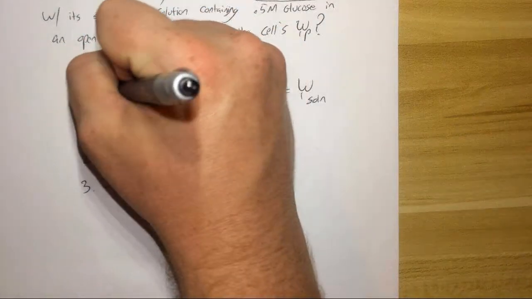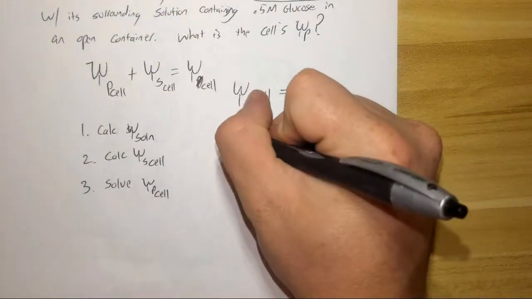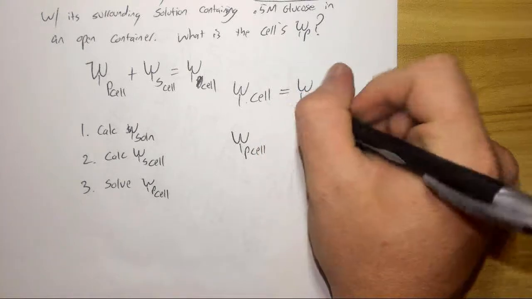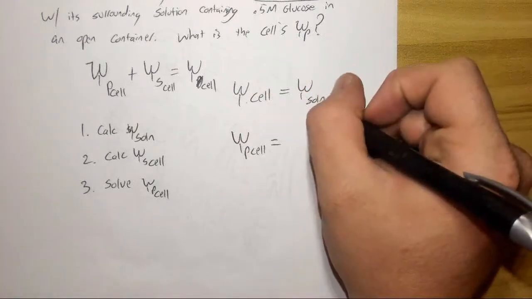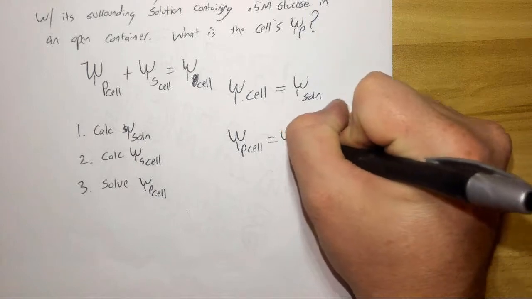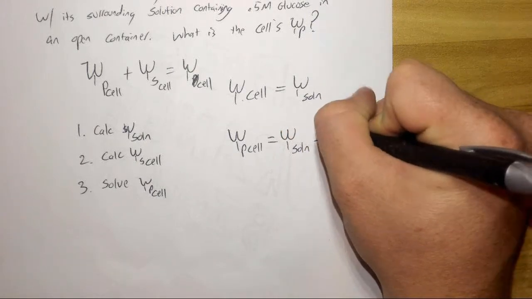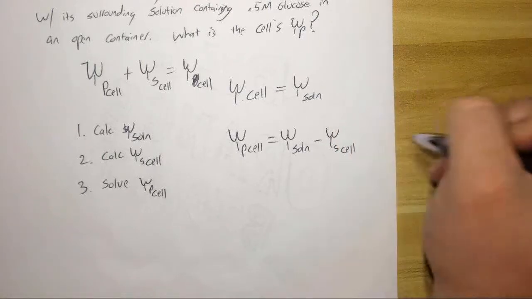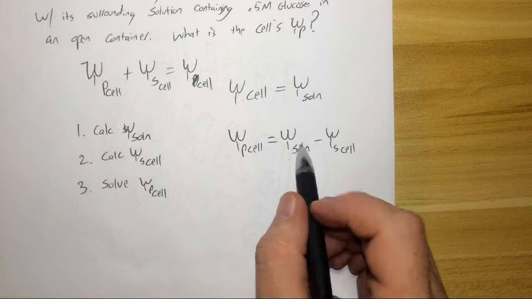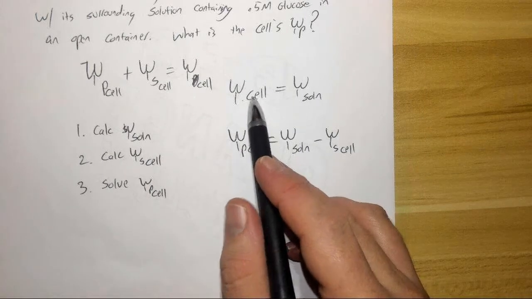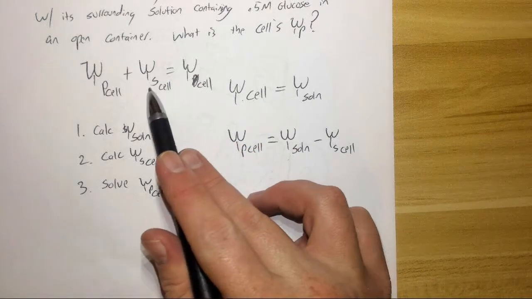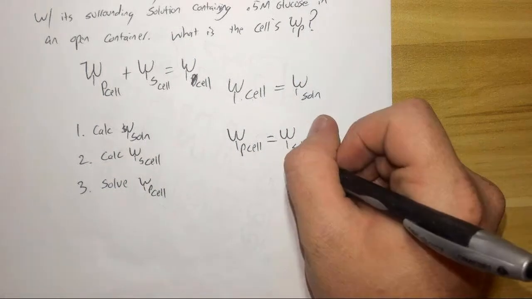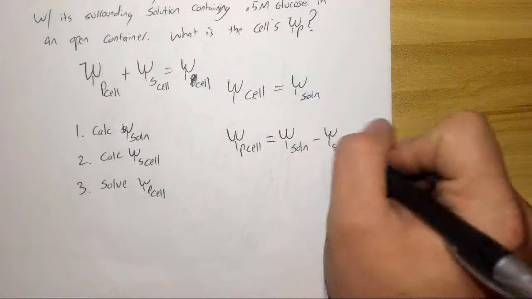That means if we convert these to cells, we know that the pressure potential of the cell, and we're going to rearrange this equation. I'm just going to move things around. It's equal to the water potential of the solution minus the solute potential of the cell. Because the water potential of the solution is the same as the water potential of the cell. I just plug that in here and I rearrange it to solve for pressure, which is what the equation is calling for. So I need to get this of the solution.